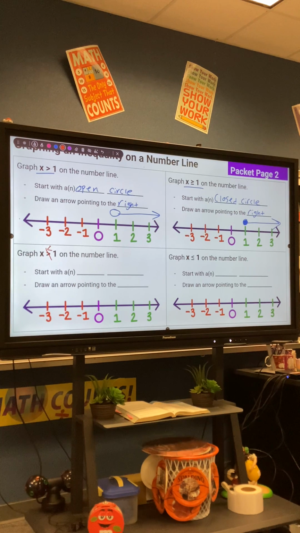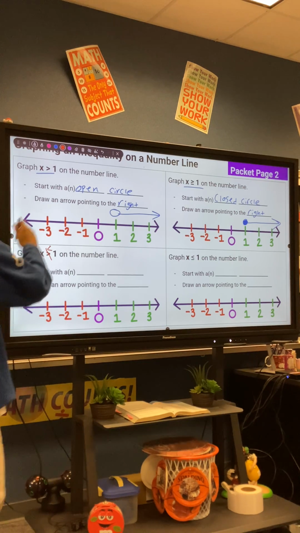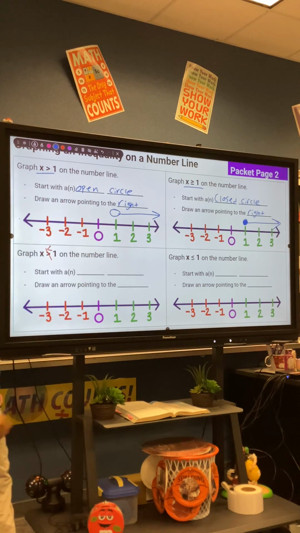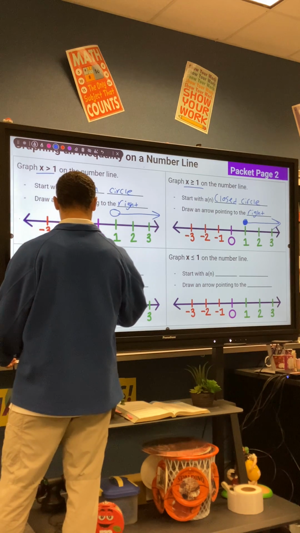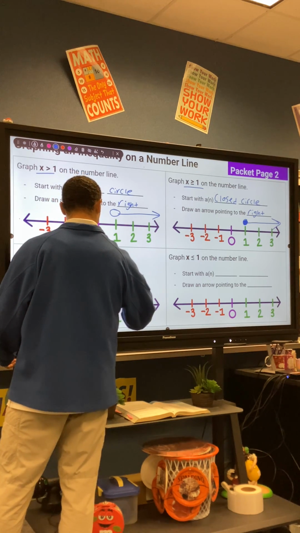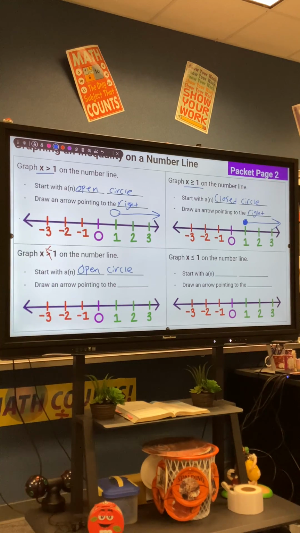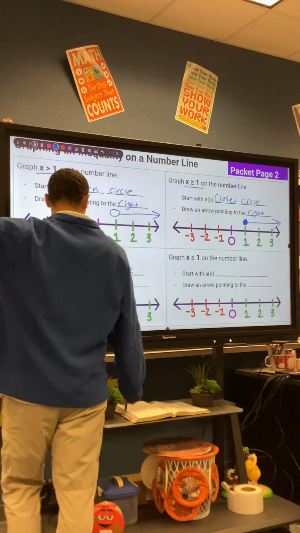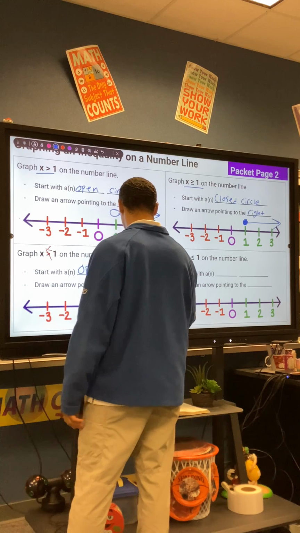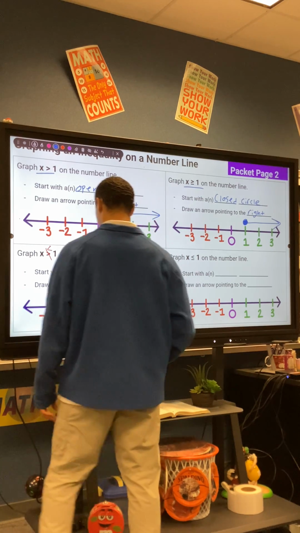So change it to a less than sign. So x is less than 1. Is that an open circle or a closed circle? It's going to be an open circle. Is my arrow pointing to my right or my left? Not right, because it's less than, so it's going to be to my left. You want all numbers that are less than.